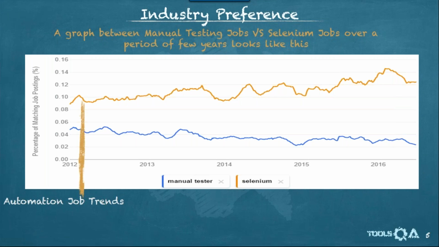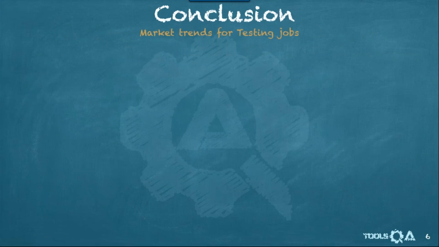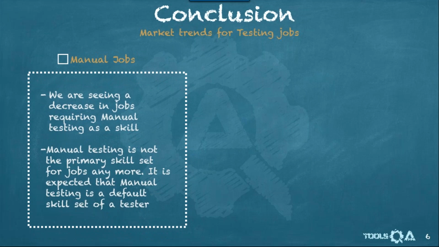Well, that was one graph that we picked up. It shows the automation job trends, and on the other side, in blue, it shows manual job trends. Let's see the next thing that we have. So conclusion, what is the conclusion with that? The first thing that we can conclude is that we are seeing a decrease in jobs requiring manual testing as a skill. So for a tester, if you say you are a tester, then by default you are a manual tester. You should know manual testing.